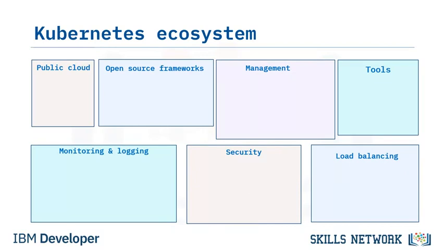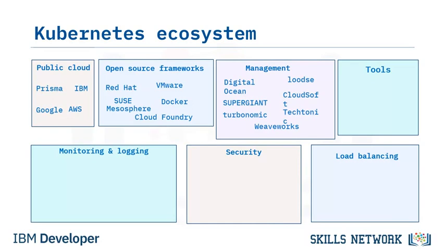Leading public cloud providers include Prisma, IBM, Google, and AWS. Open source framework providers include Red Hat, VMware, SUSE, Mesosphere, Docker, and Cloud Foundry. Management providers include DigitalOcean, Loadsea, Supergiant, Cloudsoft, Turbonomic, Tectonic, and Weaveworks. Tool providers include JFrog, Univa, AspenMesh, Bitnami, and Cloud66.